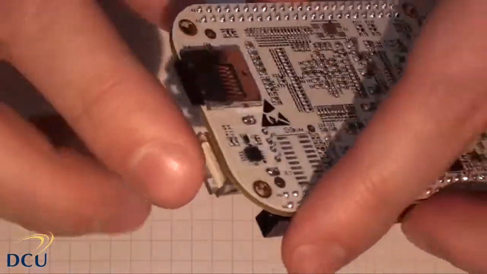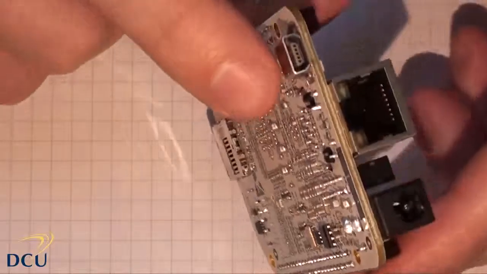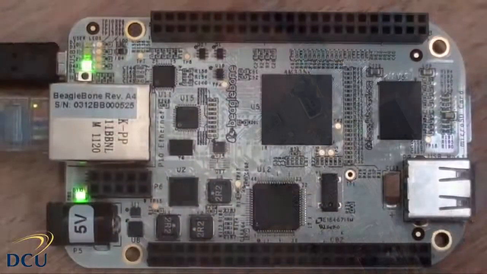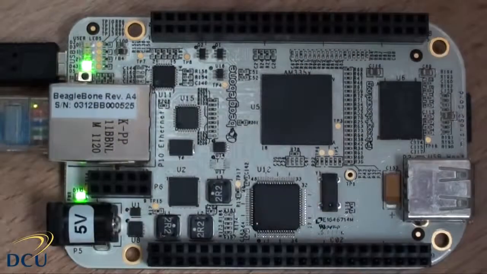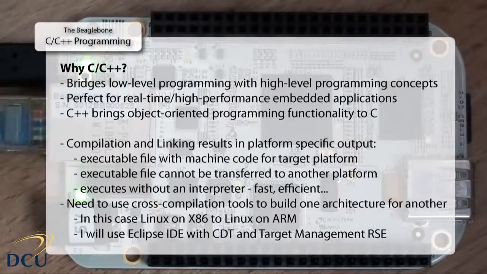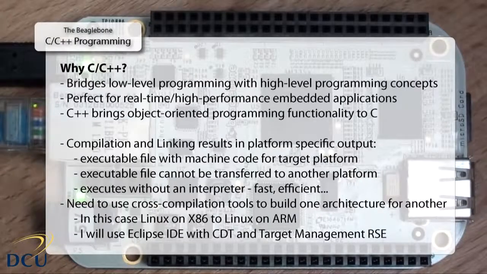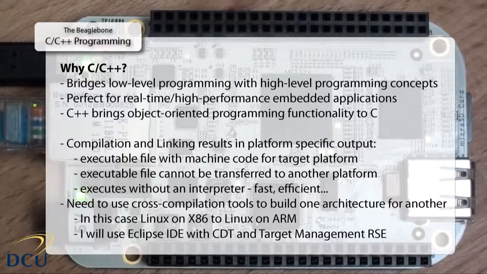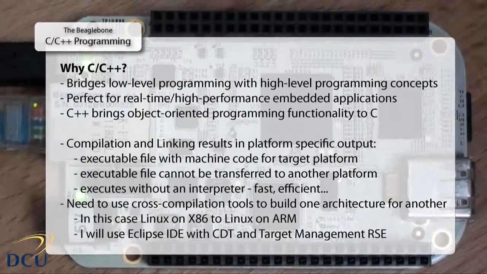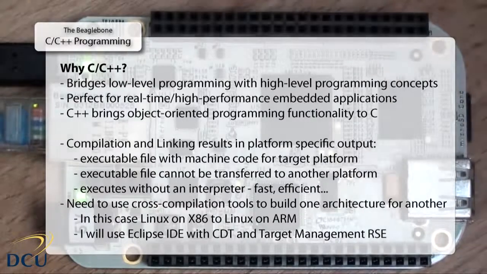Why the C, C++ languages? Well, there are several languages available for programming on the Beaglebone, and indeed any embedded Linux device. However, C, C++ is a language that bridges the high level with the low level very well and is an ideal choice for embedded programming, especially where there are real-time or high-performance requirements. C++, as opposed to C, brings high-level, object-oriented concepts to the C programming language and brings scale to the applications that we might develop.